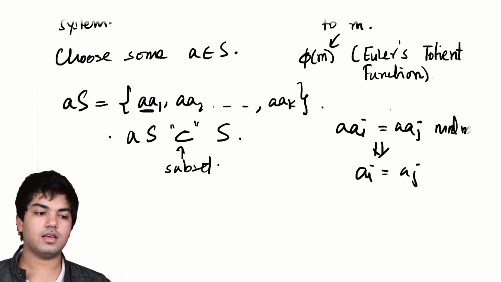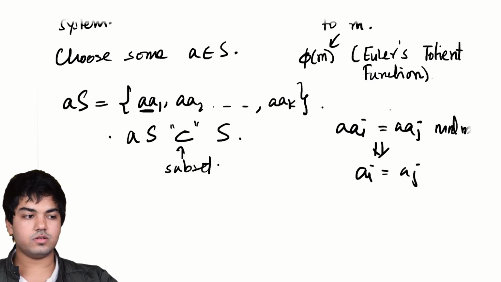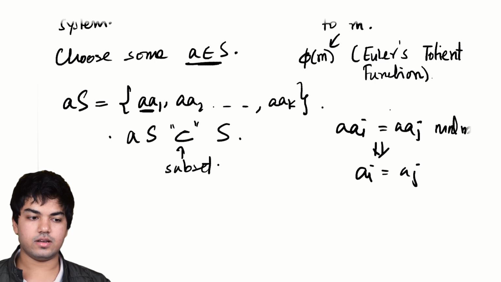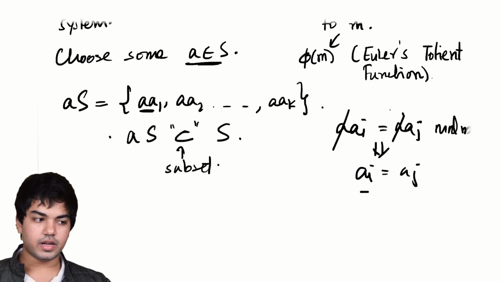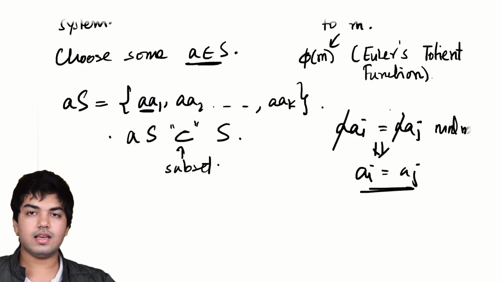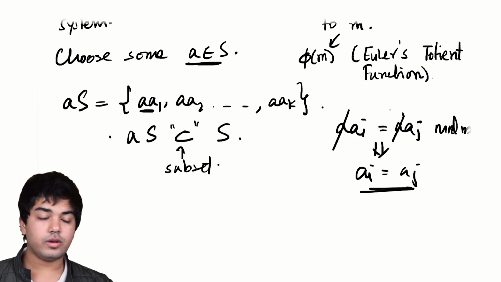You reduce mod M. Why is this true? Because A is co-prime to M, since A was in S, and hence I can cancel the A off. So in particular, all that has happened when you multiplied every element in the set with A is it just permuted the terms around. That's all that happened.